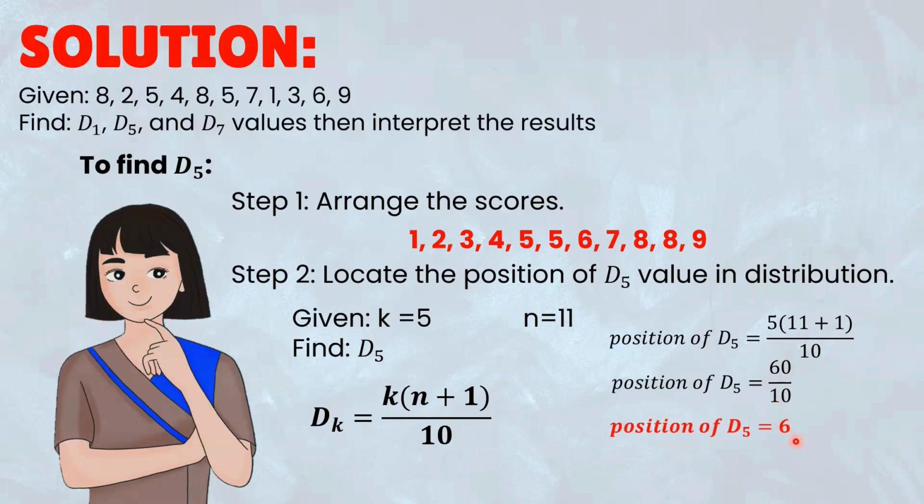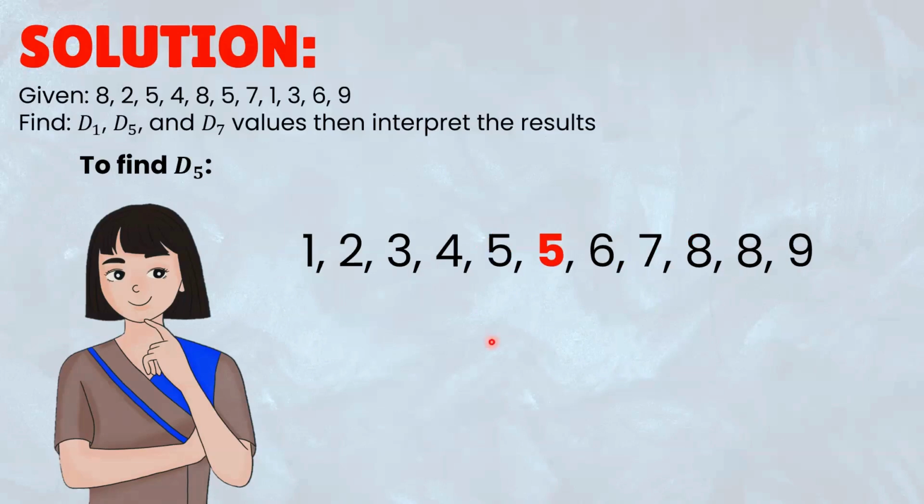So since our answer after using the formula is a whole number, which is 6, we don't need to proceed to step 3, which is interpolation. So decimal 5 value is located in the 6th position. Going back to our arranged values, the score that corresponds to the 6th position is 1, 2, 3, 4, 5, 6. Okay, so we have here decimal 5 value is equal to 5.